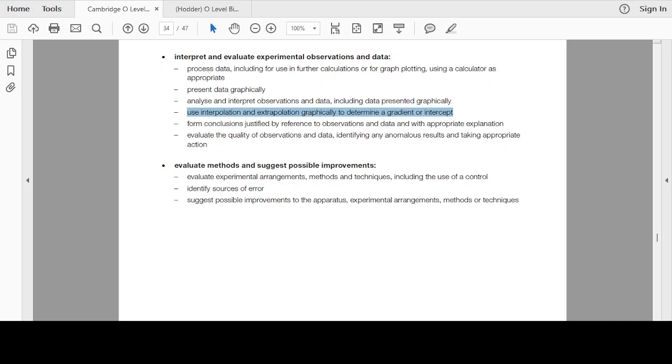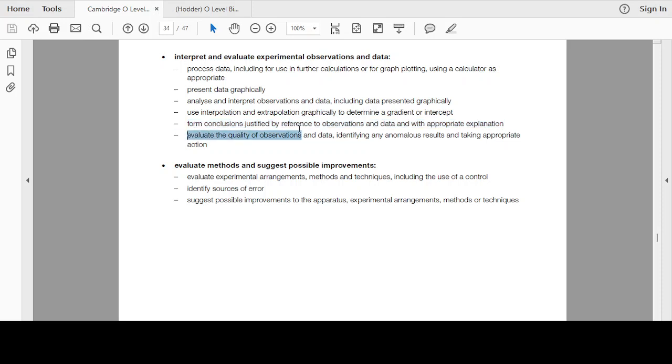Okay, where are we? There we are. Form conclusions justified by reference to observations and data with appropriate explanation. Right, so if you're making an observation, it should be justified based on whatever data you have. Straightforward. Right, you can't just throw something out there and say, well, yeah, that's what I think happens.